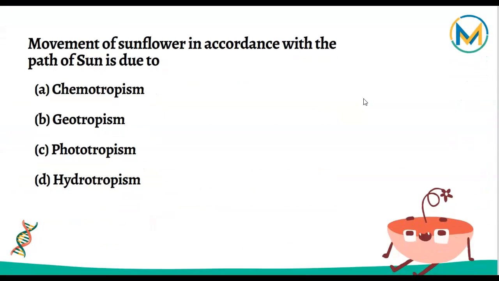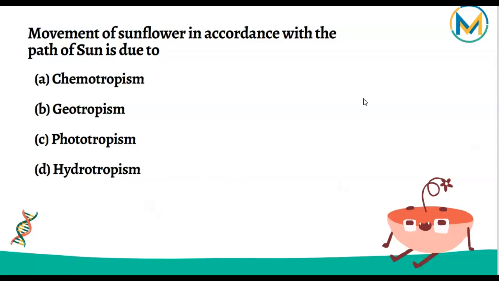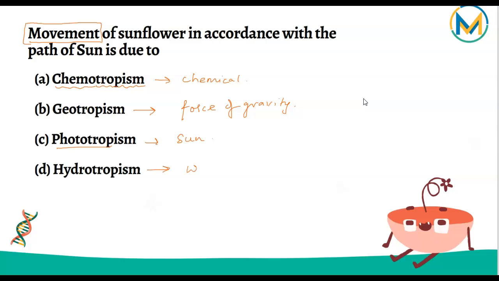The next question we have here is, movement of sunflower in accordance with the path of sun is due to. So plants show movement because of various external stimuli, and that's called tropism. Chemotropism is the movement of plant because of chemicals. Geotropism is a response to the force of gravity, which the roots do. Phototropism is because of sun. Hydrotropism is because of water, movement towards water. So the answer here is C, phototropism.